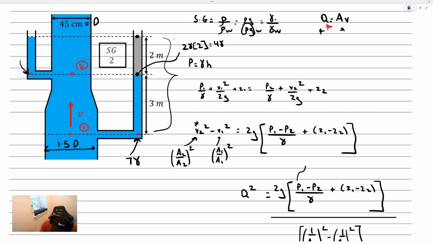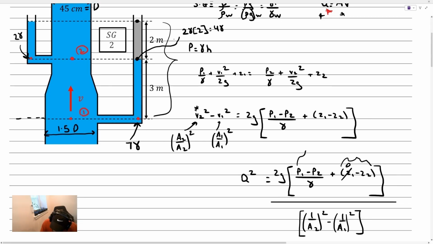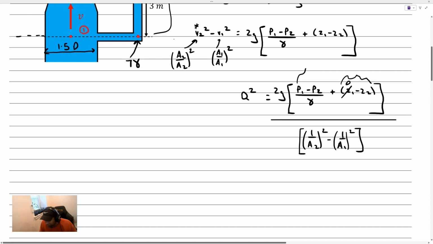And what about the pressure at point 2? The pressure at point 2 is just going to be 2 gamma. We're just looking at water there. Additionally, we did have some elevation terms here, the difference between Z1 and Z2. If we make our datum here, that means that the elevation at point 1 is just going to be 0. The elevation at point 2 is 3 meters higher.